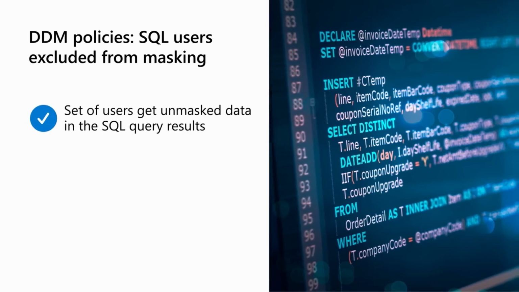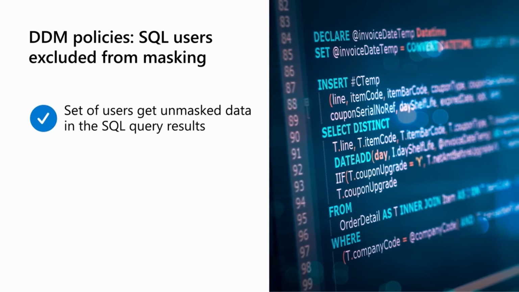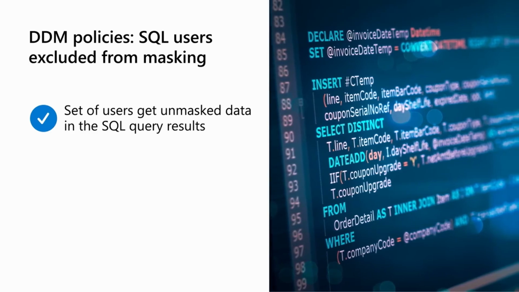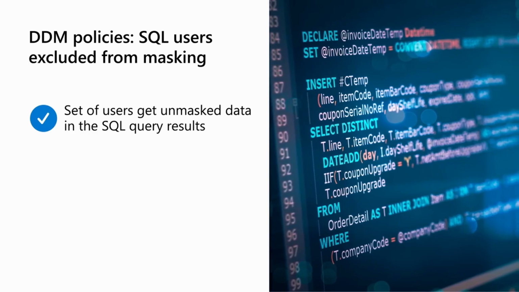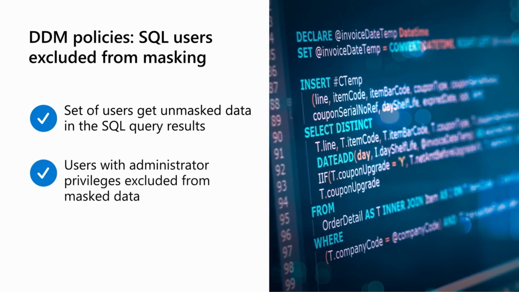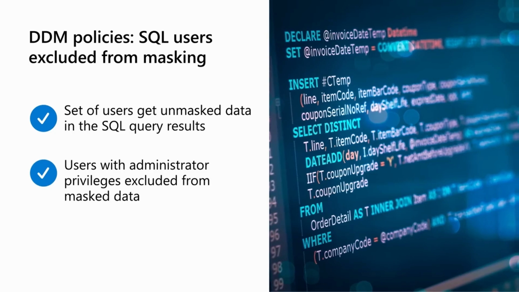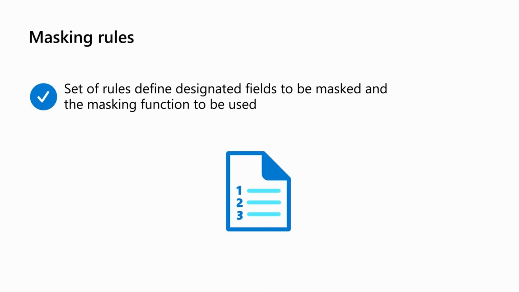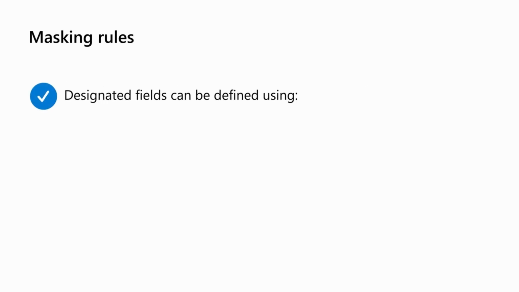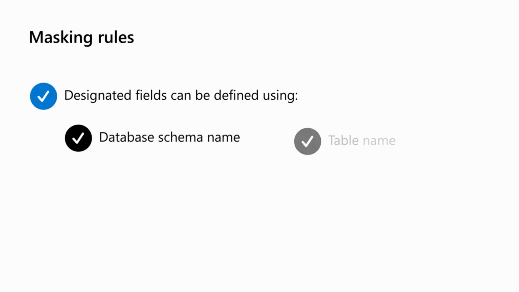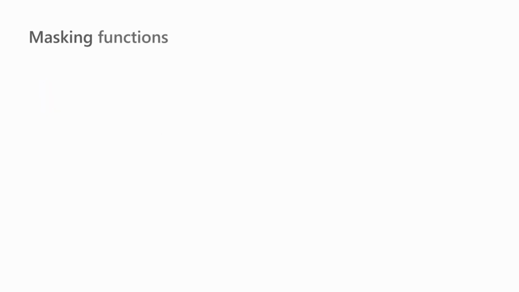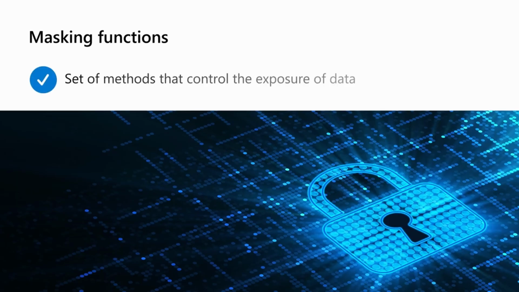First, a set of SQL users or Azure Active Directory, also called Azure AD identities, get unmasked data in the SQL query results. Basically, users with administrator privileges are always excluded from masking and can view the original data without any mask. Second, a set of rules defines the designated fields to be masked and the masking function to be used. So the designated fields can be defined using a database schema name, table name, and column name. The third and last policy is that a set of methods controls data exposure for different scenarios.